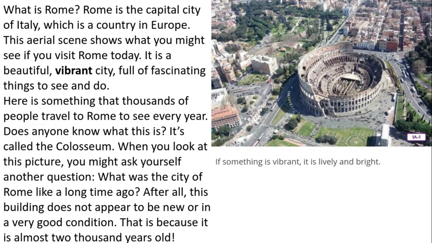Here's something that thousands of people travel to Rome to see each year. Does anyone know what this is? It's called the Colosseum. When you look at this picture, you might ask yourself another question. What was the city of Rome like a long time ago? After all, this building does not appear to be new or in a very good condition. That is because it is almost 2,000 years old.